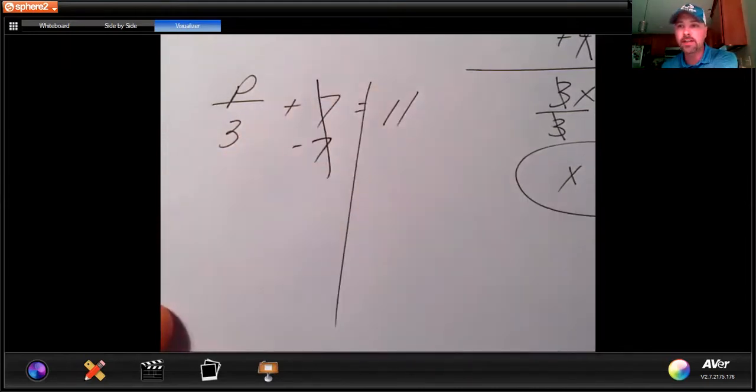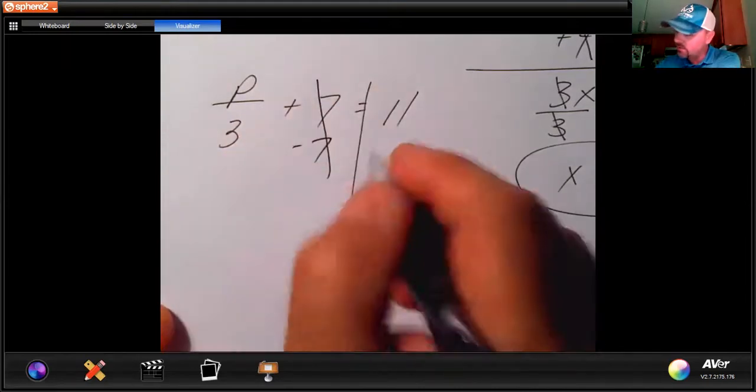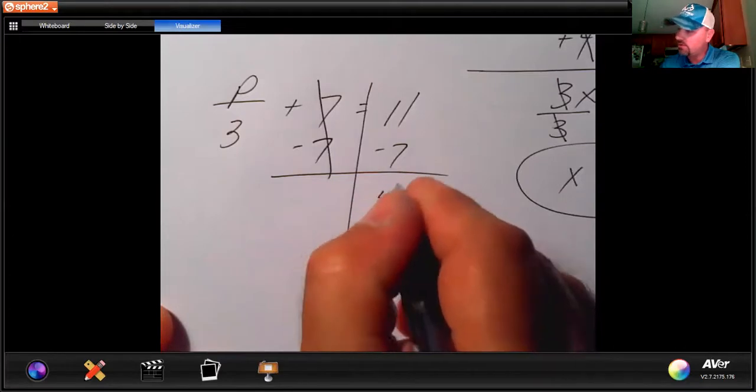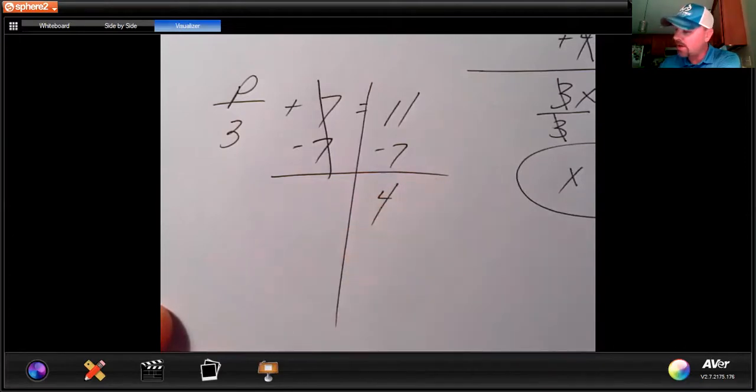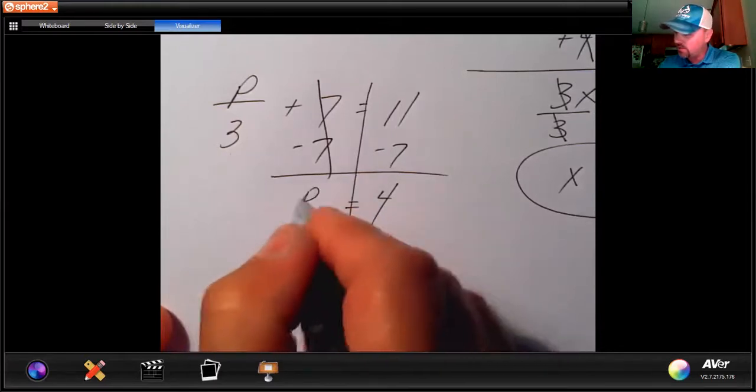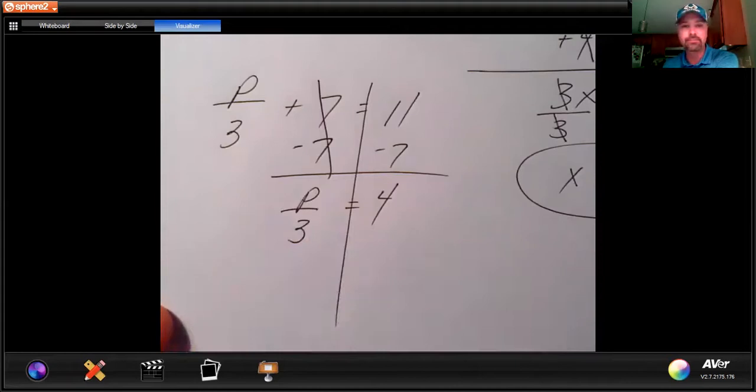When we do that, it eliminates. What we do to one side, we do to the other. Keep it balanced. So 11 minus 7 is 4. Now you need to bring down your equal sign, right where it's at. And what's left on this side is P divided by 3.